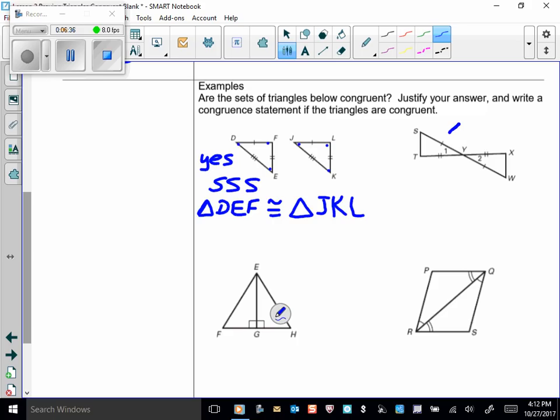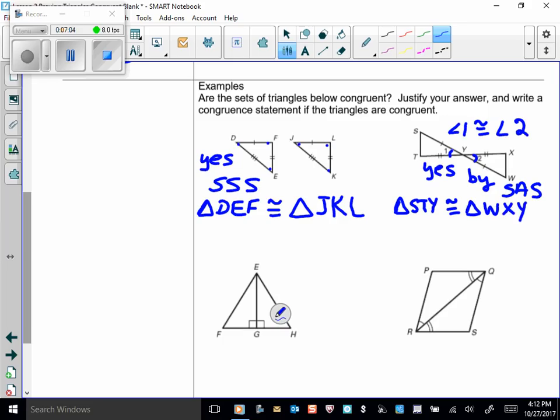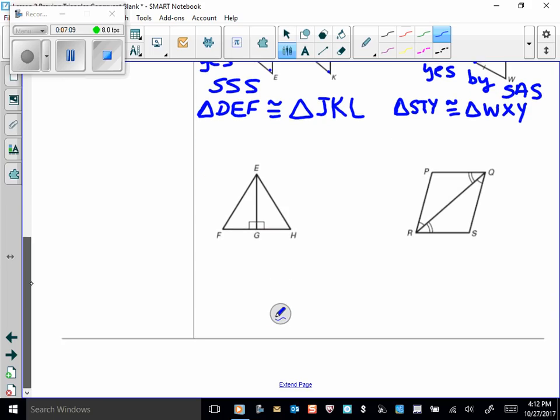Well, I know that angle 1 is congruent to angle 2 by the vertical angles theorem. So yes, these are congruent by side angle side because the angle is included. So let's see, I'm going to have triangle STY is going to be congruent to triangle, so S to T and then T to Y, so WXY. Make sure the order is correct, otherwise you'll get it wrong.